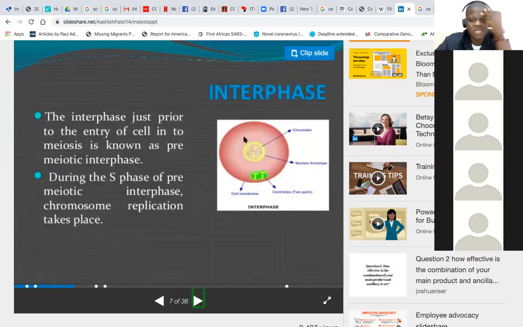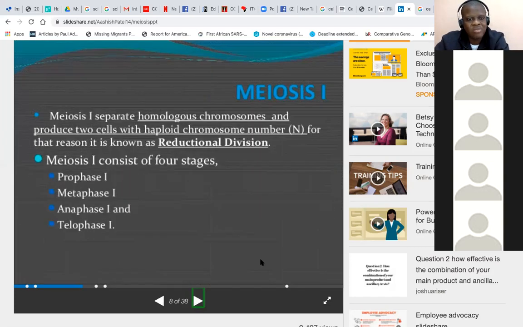So the first stage, which is the interphase, is what we've been describing. The interphase is similar in both meiosis and mitosis. The interphase is just prior to the entry of the cell into meiosis, and that is why it's a pre-meiotic stage, pre-meiotic interphase. And so DNA chromosomal replication takes place during the interphase, as we've taken time to explain.